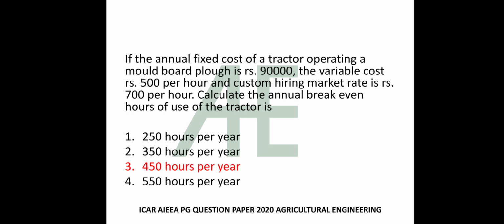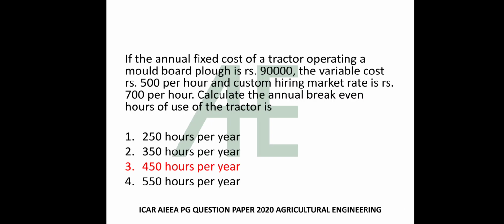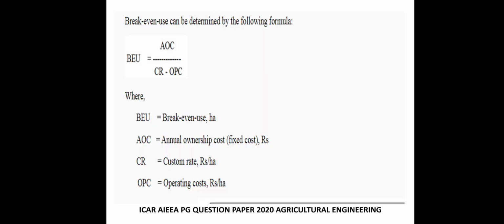How to calculate this? Break-even use can be determined by the following formula: break-even use is equal to annual ownership cost divided by custom rate minus operating cost. In this case, the annual fixed cost is 90,000, variable cost is 500, and custom hiring market rate is 700 per hour. So we will get 90,000 divided by 700 minus 500, which is equal to 90,000 divided by 200, and we will get 450 hours per year.